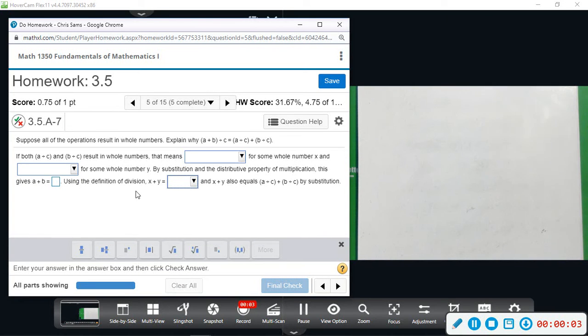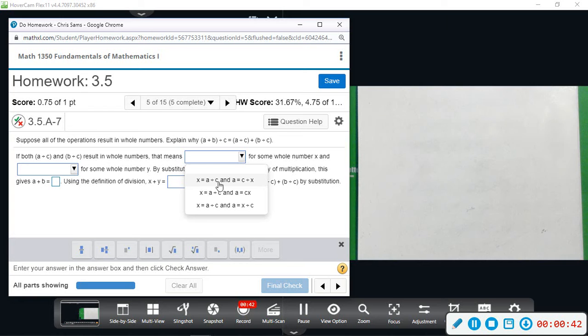All right, number 5 says suppose all operations result in whole numbers, and we want to explain why this expression is true. So generally this is not true. It could be, depending on what numbers you get, but we're assuming that it ends in whole numbers, and we're just going to explain why it is true based on the properties. So if A divided by C and B divided by C result in whole numbers, that means, so we got some choices here.